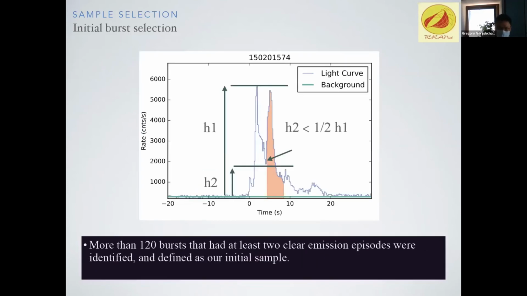However, a more common observation is that the pulses might have a slight overlap with each other. So we require the minimum flux to be less than the peak flux of each pulse. Therefore, after this step, our initial pulse selection includes more than 120 bursts that had at least 2 clear initial pulses, and we define this as our initial sample.